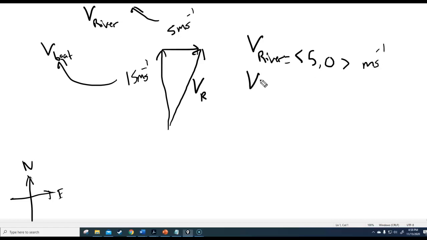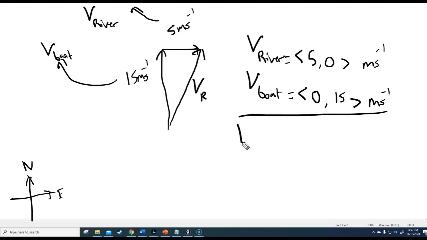And likewise, V boat, that's trying to head north, is going to have an x component of 0. And again, the reason is if you look at this vector pointing to the north, no part of that vector is going in the x direction. Remember, when we talk about components, that's what we're really talking about, is how much of the vector is pointing in the x direction and how much of the vector is pointing in the y direction. So if it's pointing completely in the y direction, that means it has an x component of 0, and it has a y component of 15 meters per second.